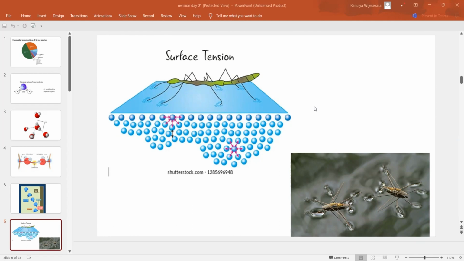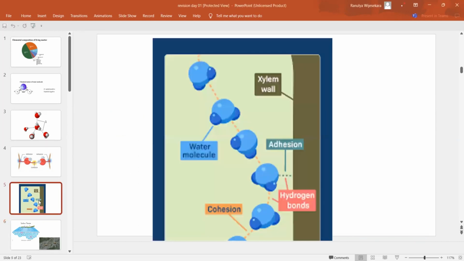Then take cohesive behavior as a subtopic and under that write down first one. We wrote about adhesion and cohesion and drew it in a diagram. Then you can copy down this diagram. Draw this. You can write: due to adhesion and cohesion, water can act as a transport medium.